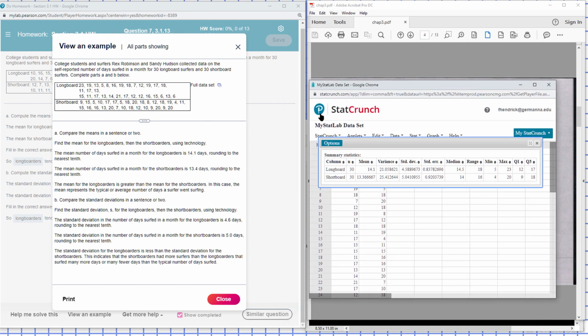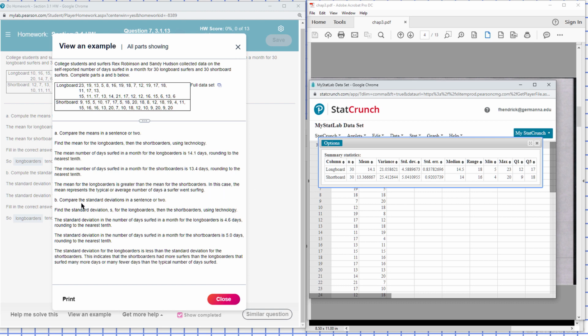Okay, compare the means. So the means here for the longboards is 14.1 and for shortboards is 13.6, or 13.4 to the nearest tenth. The mean for longboard is greater than the mean for shortboards.